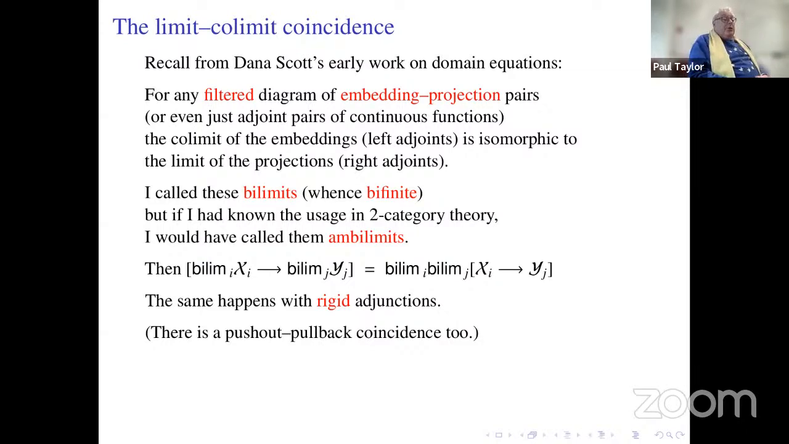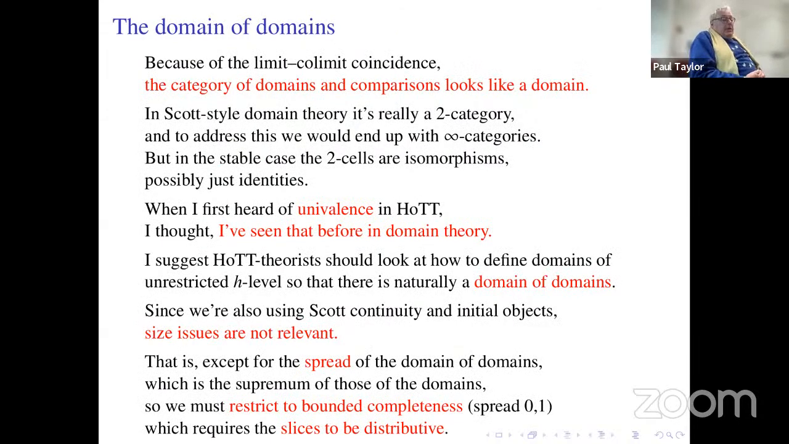And the same happens with rigid adjunctions because we're just adopting that much of the theory. And rigid adjunctions also have a push-out pullback coincidence, but I'm not going to go any further with that one. So because of the limit co-limit coincidence, the category of domains and comparisons or embeddings looks like a domain. In Scott-style domain theory, this is a two category, and we really ought to deal with the two cells. But if we did that, we'd end up with infinity categories. In the stable case, I think, well, the two cells are certainly isomorphisms rather than general maps. They might just be identities. So it might be possible to get rid of them altogether.